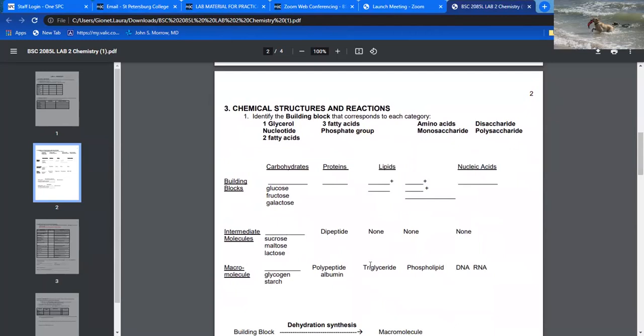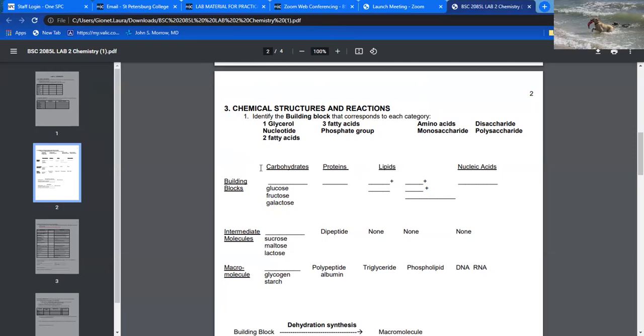Okay, and then when it comes to chemical structures and reactions, we're going to identify the building block of each of these families of molecules, and perhaps the intermediate molecules. Right, so let me just describe what we're looking at here. On the top headings, we have carbohydrates, proteins, lipids, and nucleic acids. Those are our 4 categories of organic molecules in the body.